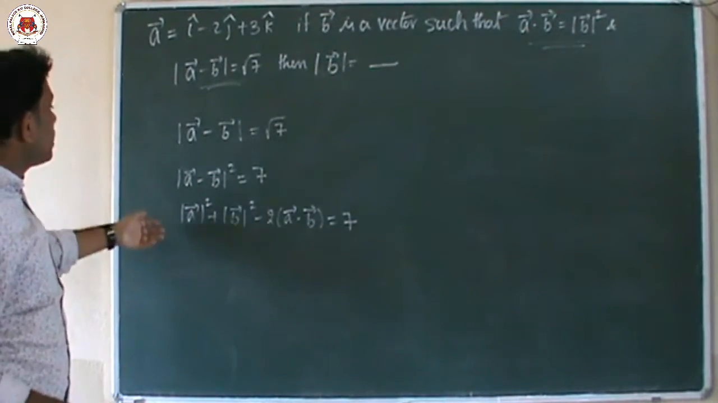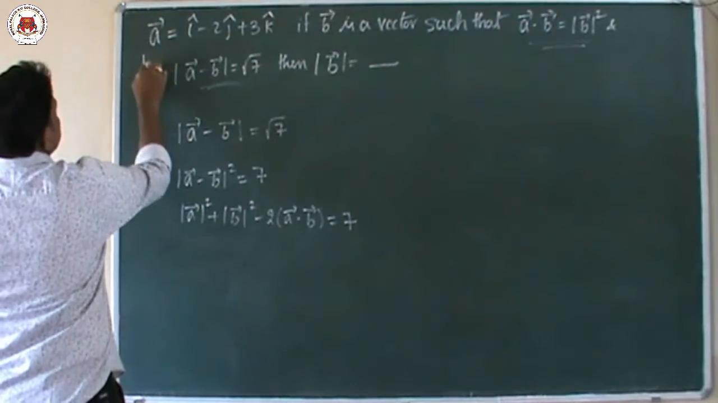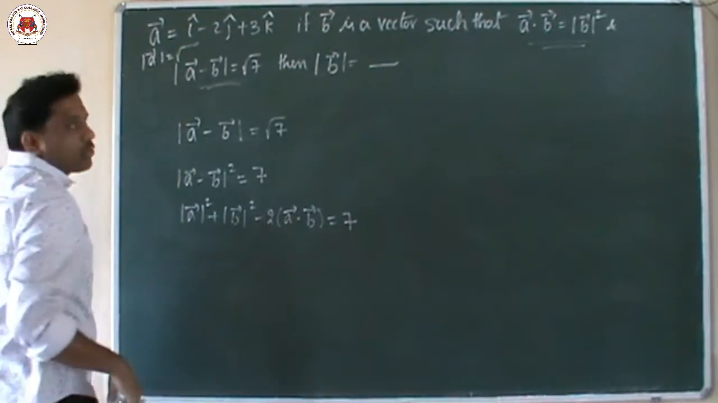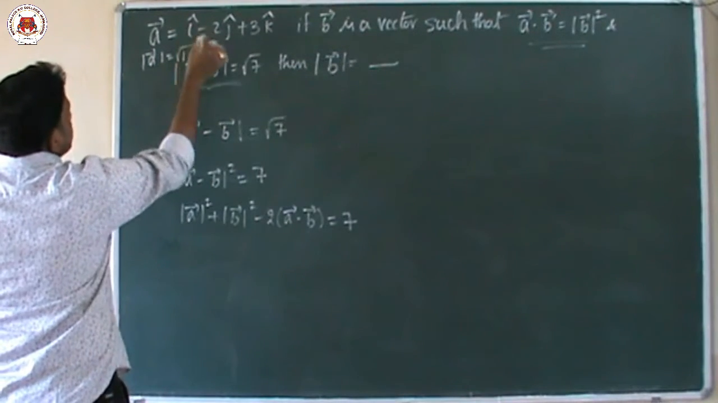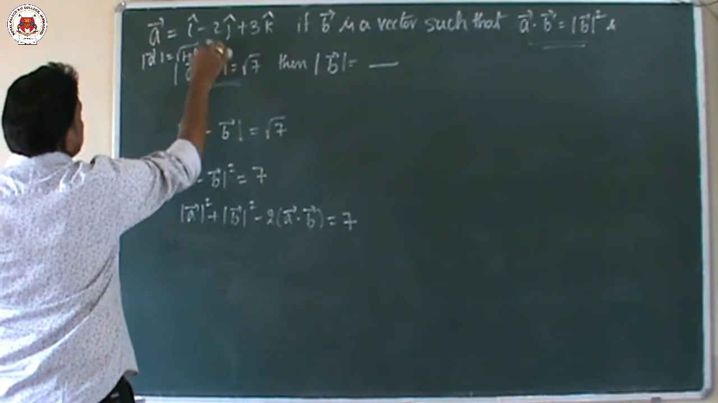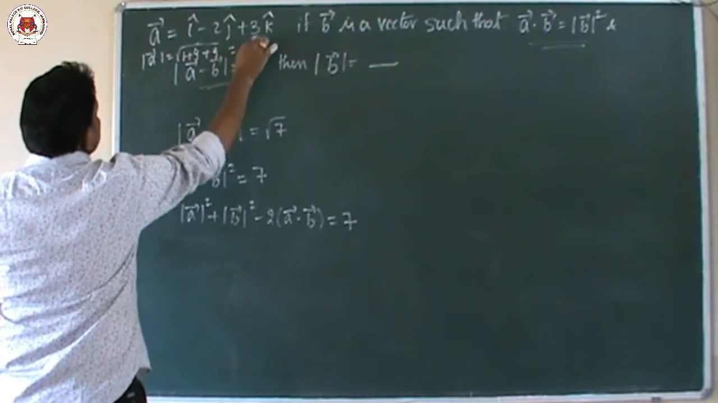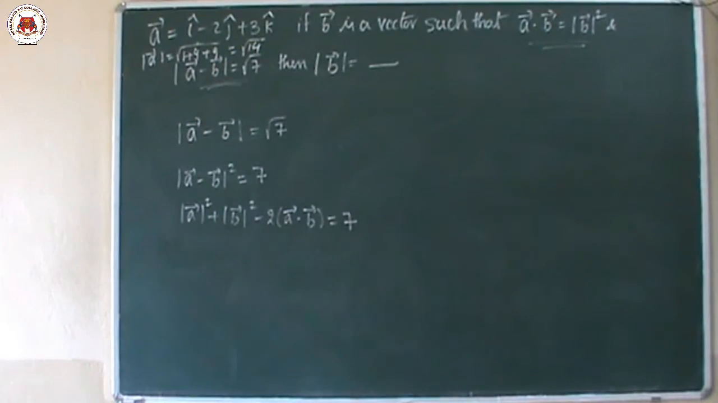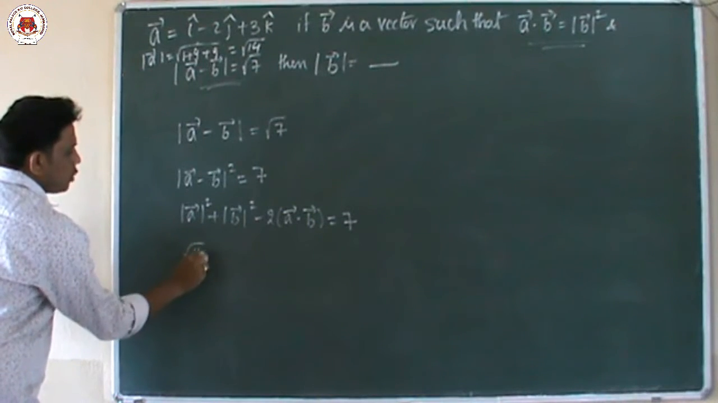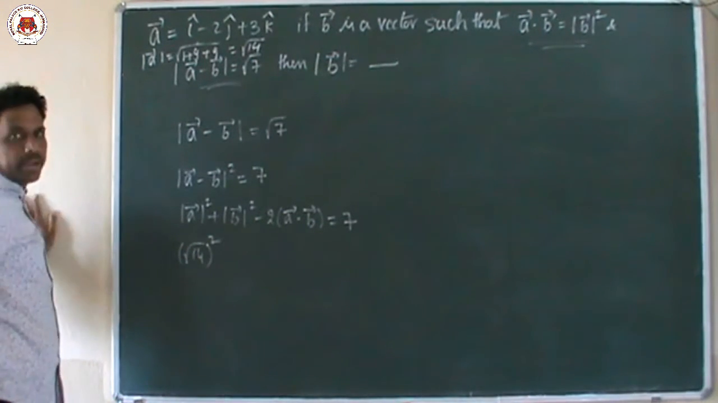So vector a value we don't know, so first of all you find out the vector a value. What is the vector a value? Square root of the i component, 1 square is 1, the j component, 2 square is 4, and 9. So vector a value is root 14. Vector a value is root 14. So we can write root 14 which is having whole square.